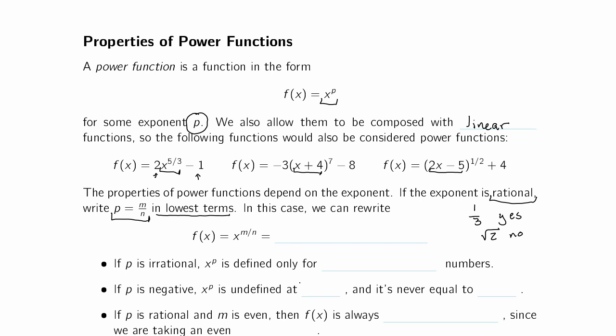Because if our exponent is a fraction, we already defined this. This is the nth root of x to the m. Or we could write the exponent outside, like that. If our fractions are always written in lowest terms, if the fraction is in lowest terms, then the order on those doesn't matter.